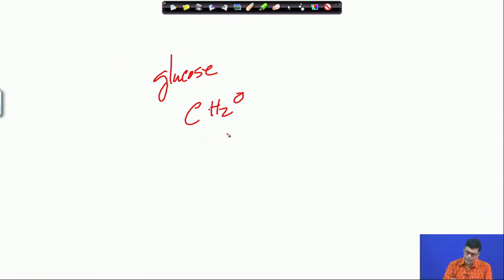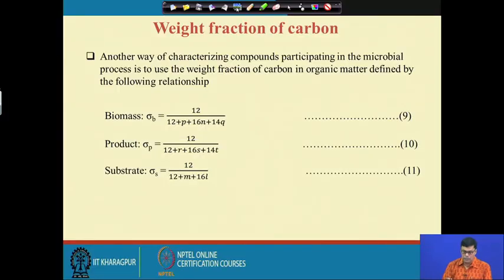So, what is the atomic weight of carbon? 12. And what is the molecular weight? 12 plus 2 plus 16. So, this ratio is the weight fraction of carbon. You can do that very easily. Similarly, we can do it in case of biomass, in case of product, and in case of substrate.